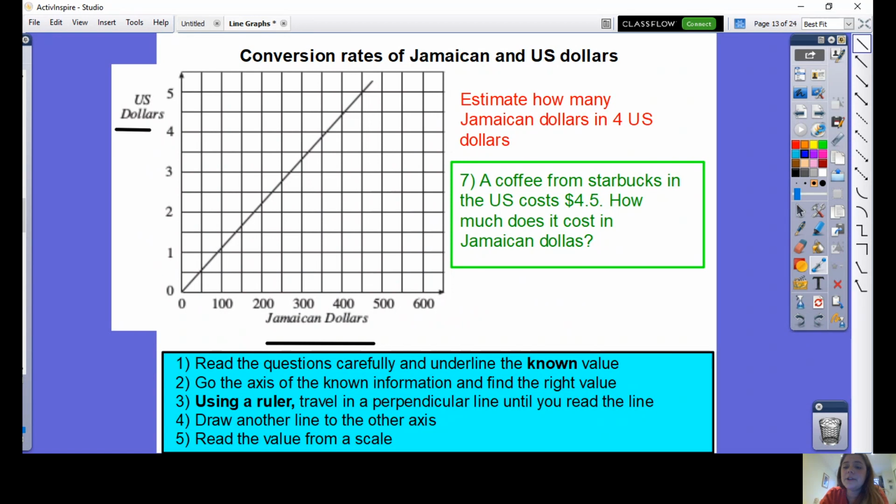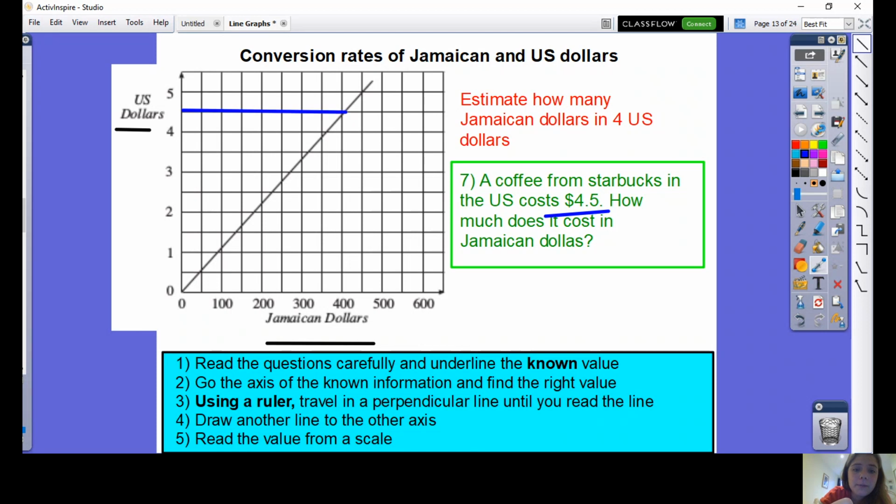If you have not yet tried that question, please pause the video and do it now because I'm going to go through my answers. I know $4.50 is US dollars. I go to US dollars. Here's 4, here's 5, 4.50 is halfway. Mark that one on. Okay, you can see it's a tiny little bit after the line.